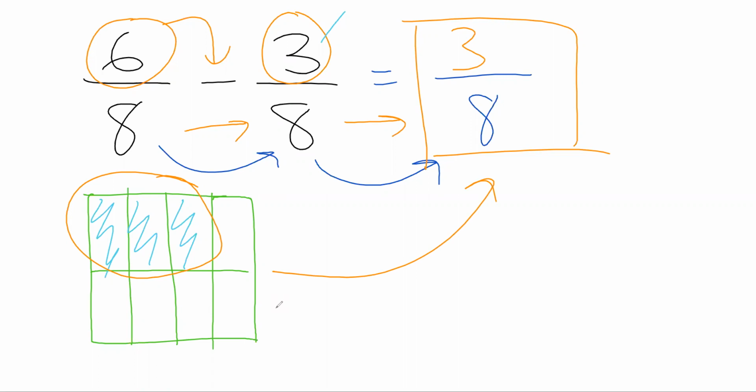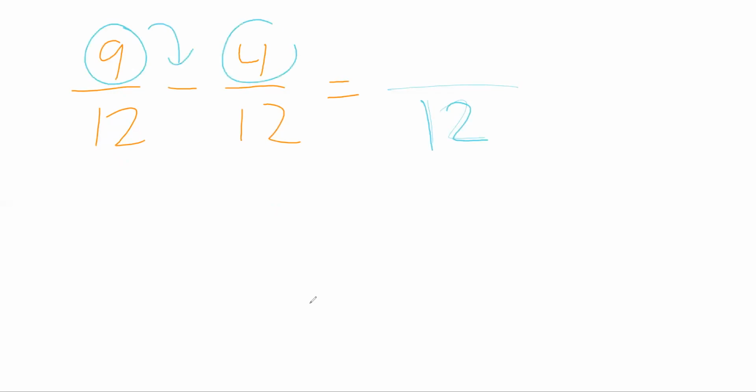So again, we have this modeling system that can be very helpful, and then we also just have this algorithm. So let's just do another one. What if I had like 9/12 minus 4/12? Well, again, denominator is the same. So we're going to slide that one over. We're just going to keep 12. And now let's just subtract 9 minus 4. Well, that equals 5.